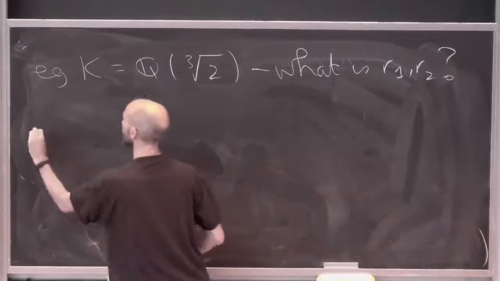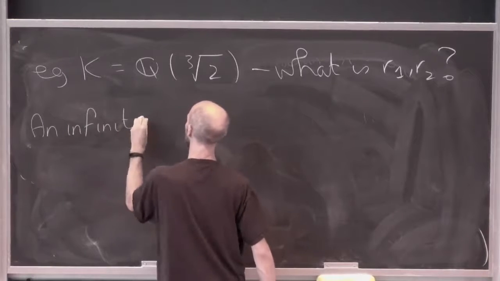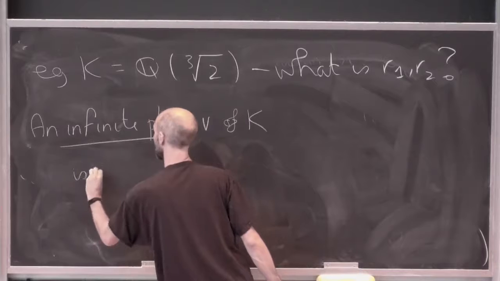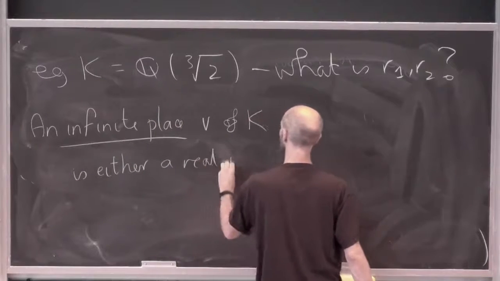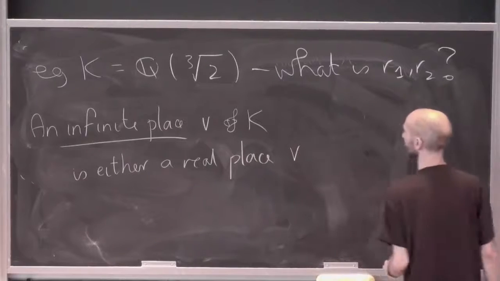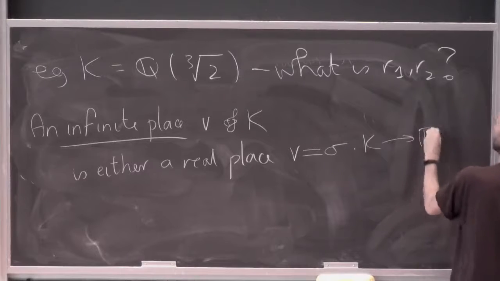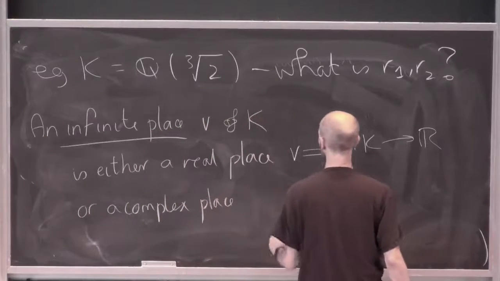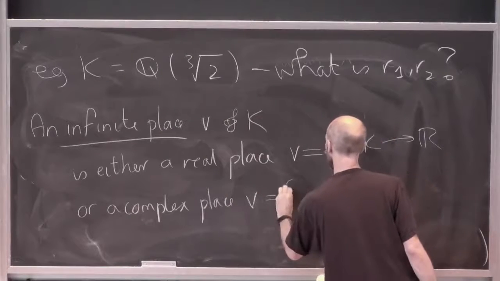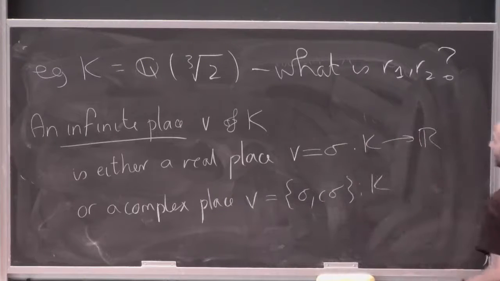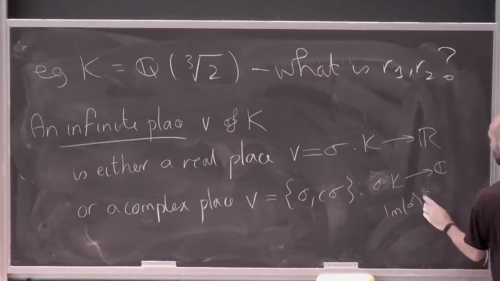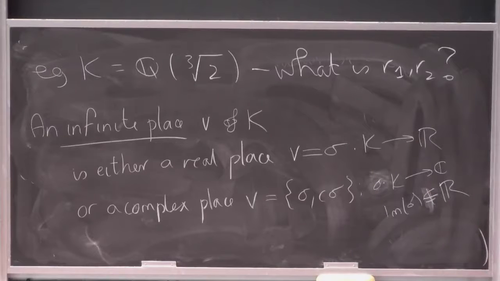So there we go, an infinite place. An infinite place of K, there are two different kinds of infinite places. It is either a real place, so there V is just equal to sigma from K into the reals, or a complex place. And then this V turns out to be the pair sigma and C sigma from K. You see it's not a map now, it's two maps, where sigma goes from K to the complexes, and the image of sigma doesn't lie in the reals. So that's an infinite place.